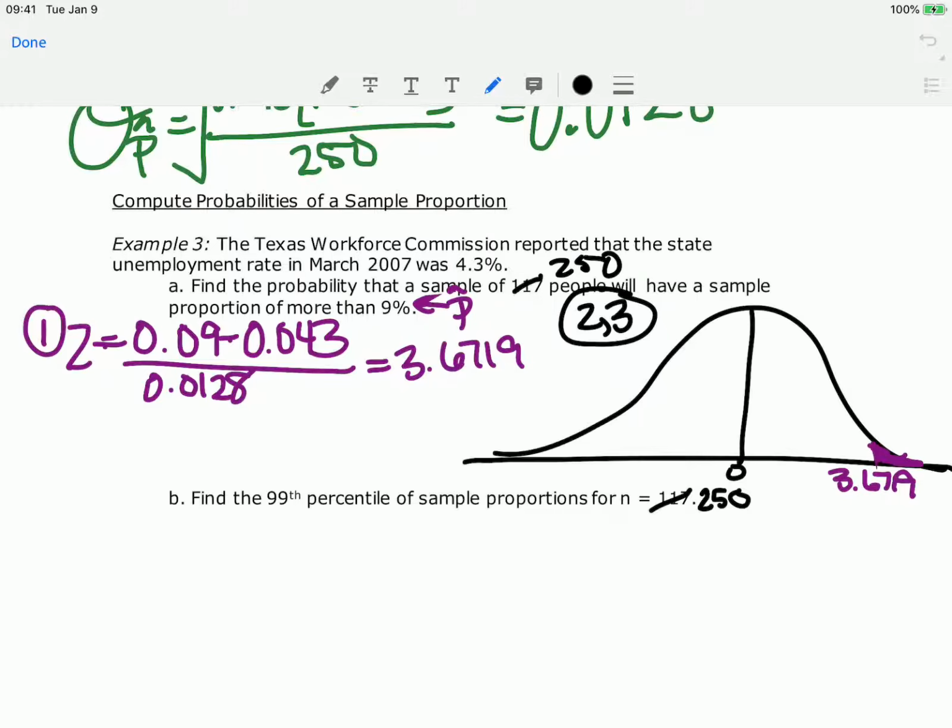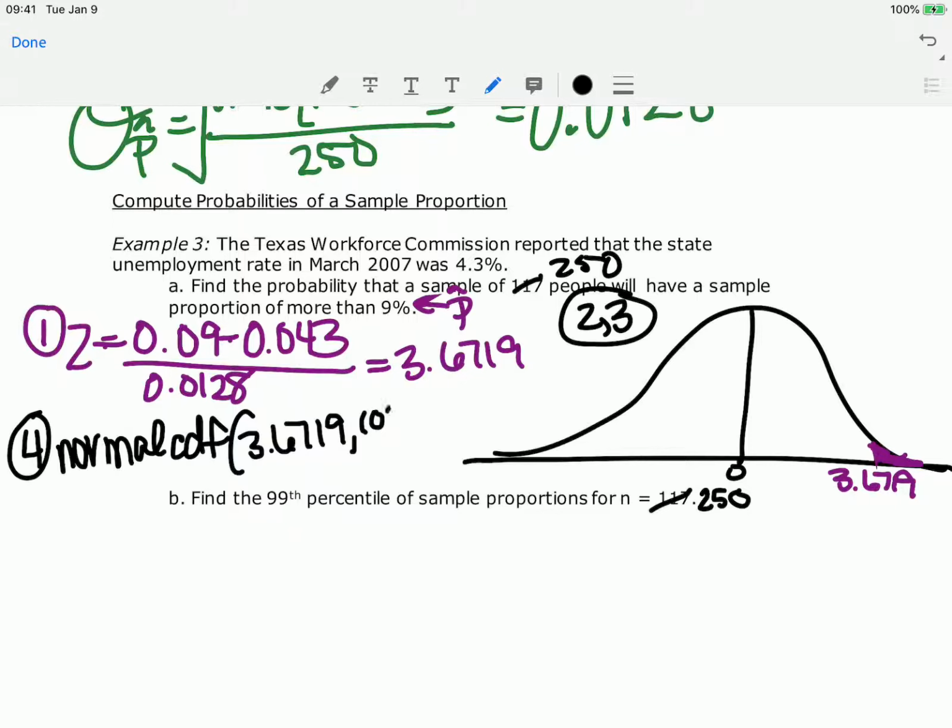And then finally, step 4, because this is normally distributed, we verified that in the previous example, we're going to use normal CDF, 3.6719, 1,000,000, 1. And I have to recalculate this real quickly. Give me just 1 second. Let me see, that's the one I want. It moves so slow sometimes.